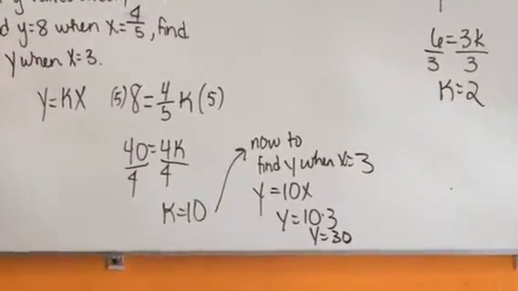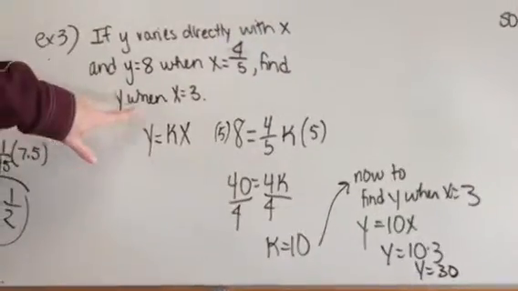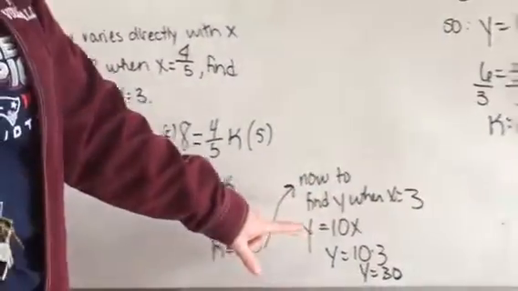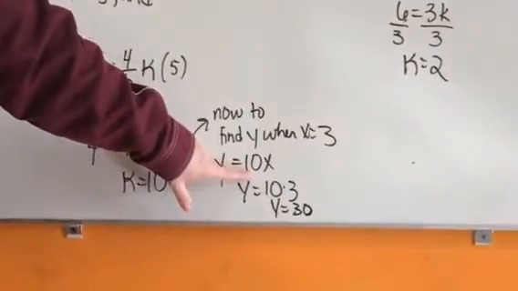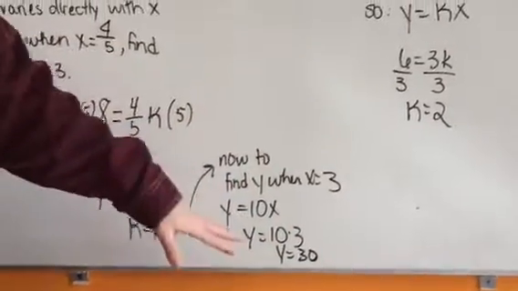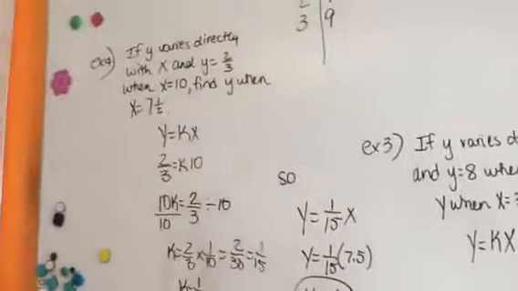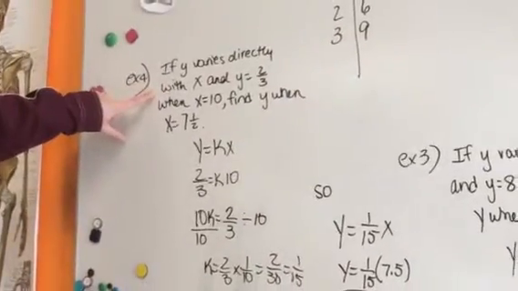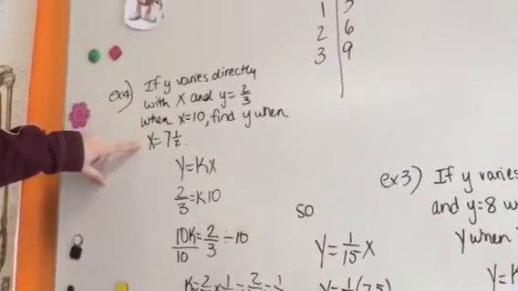But we're not done. We found the constant, but now we have to find y when x equals 3. So if we know that y equals 10x because 10 is our k, then we can say y equals 10 times 3, which is our example, and we get y equals 30. So that's the answer. For number 4, if y varies directly with x and y equals 2/3 when x equals 10, find y when x equals 7.5.